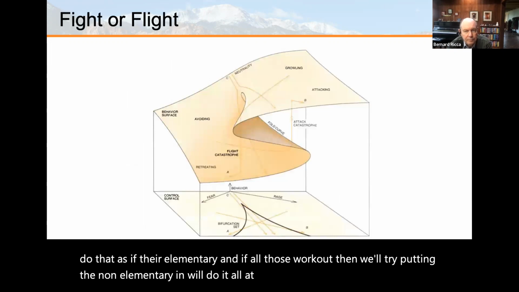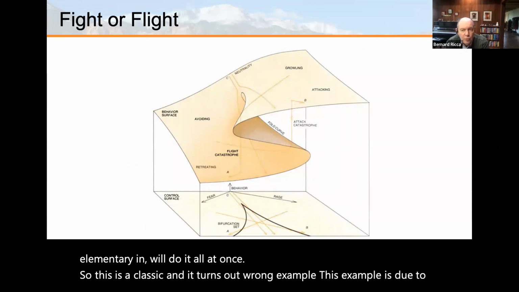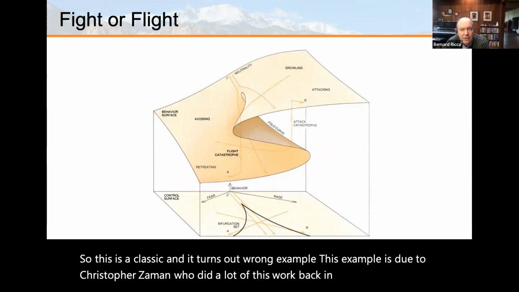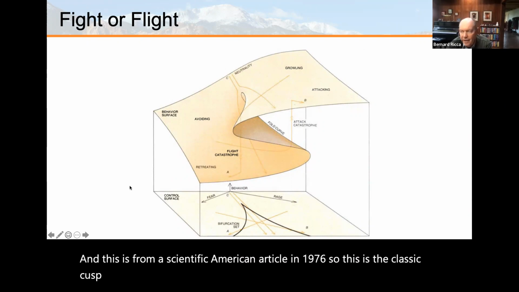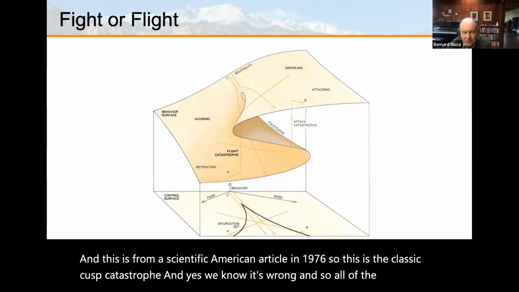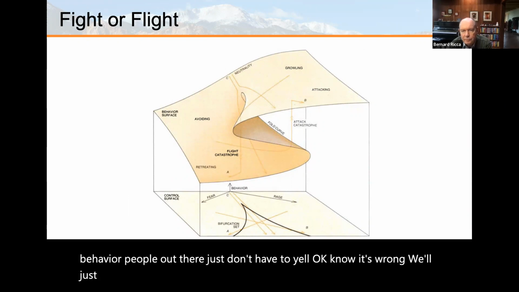So this is a classic, and it turns out wrong, example. This example is due to Christopher Zeeman, who did a lot of this work back in the 1970s, and this is from a Scientific American article in 1976. This is the classic cusp catastrophe. And yes, we know it's wrong, so all of the animal behavior people out there just don't have to yell. We know it's wrong. We'll just deal with it. But we want to spend a little bit of time on this one.